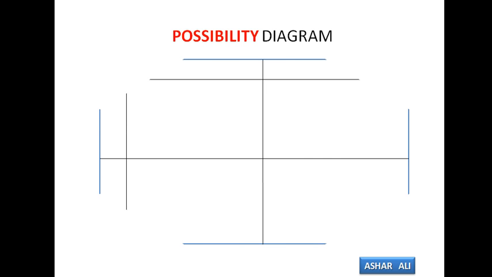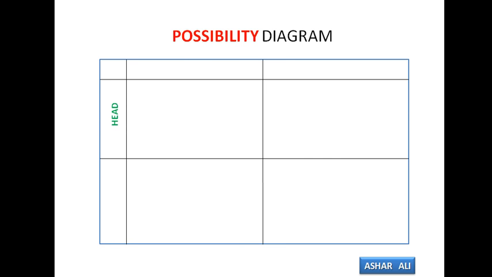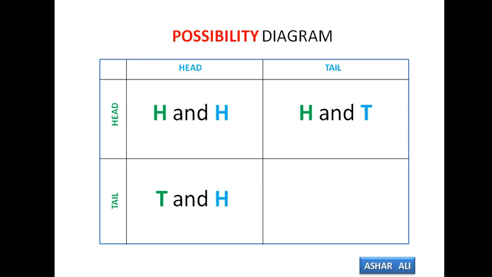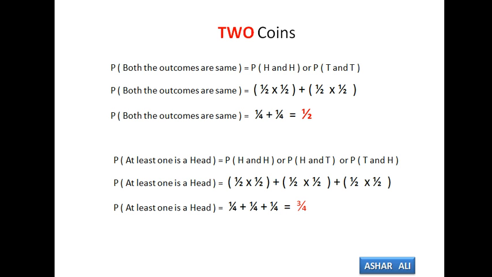A possibility diagram. A possibility diagram is like a timetable. We write down the outcomes on the rows and the columns. When comparing the values, we can have head and head, head and tail, tail and head, and tail and tail. When two coins are flipped together, for both outcomes to be the same, that is head and head, or tail and tail, that equals 1 upon 2.